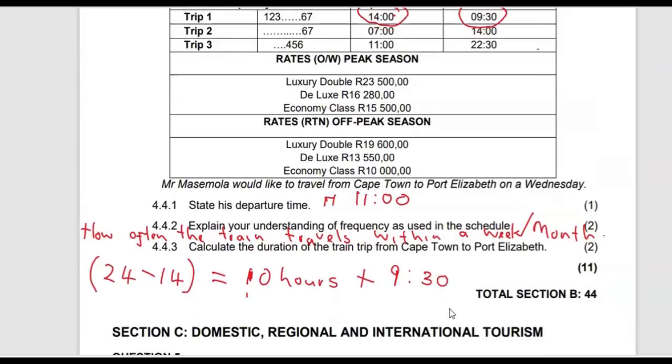So our duration of the journey is 19 hours, 30 minutes. That is 19 hours, 30 minutes. That is the duration of the trip from Cape Town to Port Elizabeth.